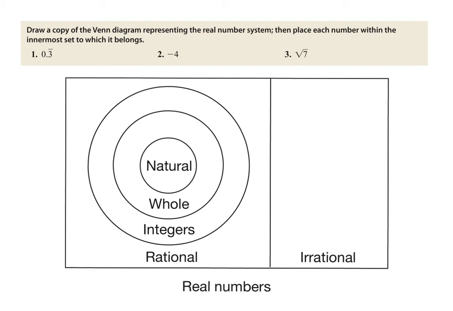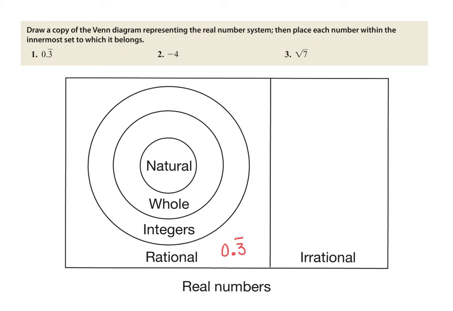All right. And so the first one is 0.3 repeating. Decimals that repeat or terminate. Where do those go? In rational. So you would place your 0.3 repeating in your rational.